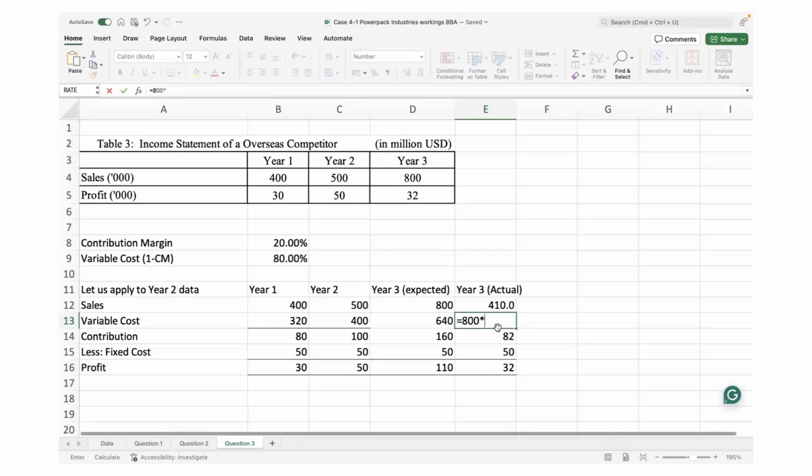800 multiplied by 80% is the variable cost of 640. So, instead of selling at 800, then it would have reported 110 as a profit. By selling at a price lower than that, they are realizing a profit of 32.